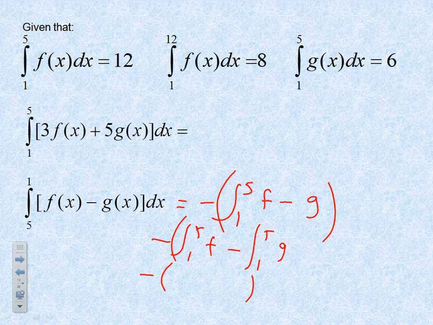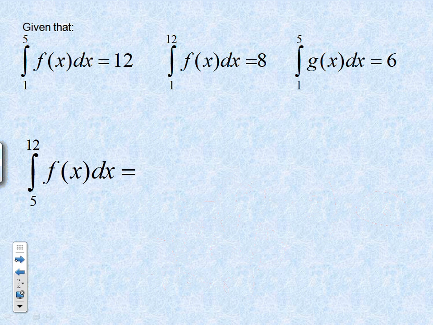So then the opposite of, what's the integral from 1 to 5 of f? 12. And the integral from 1 to 5 of g is 6. 12 minus 6 is 6 with a negative sign in front. Gives me a value of negative 6. It's a good habit to be in. When you see these numbers with the bigger numbers on the bottom, take a second to rewrite the integral with a negative sign in front.